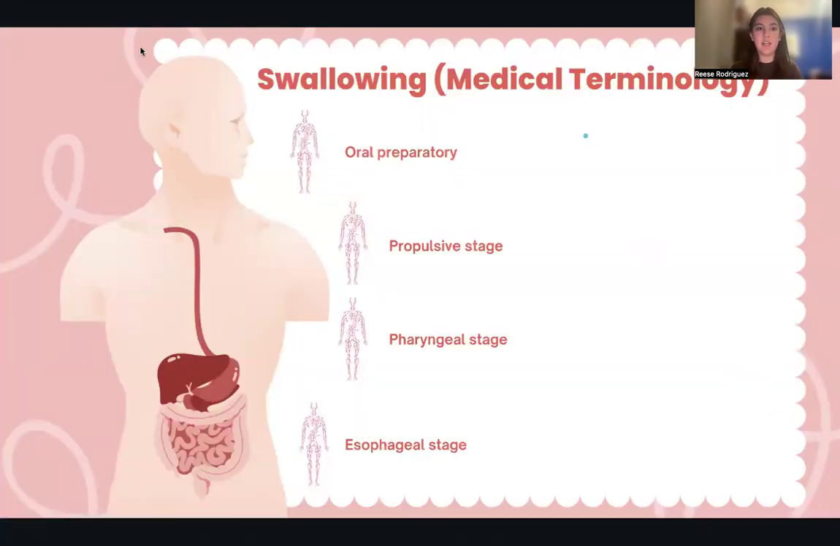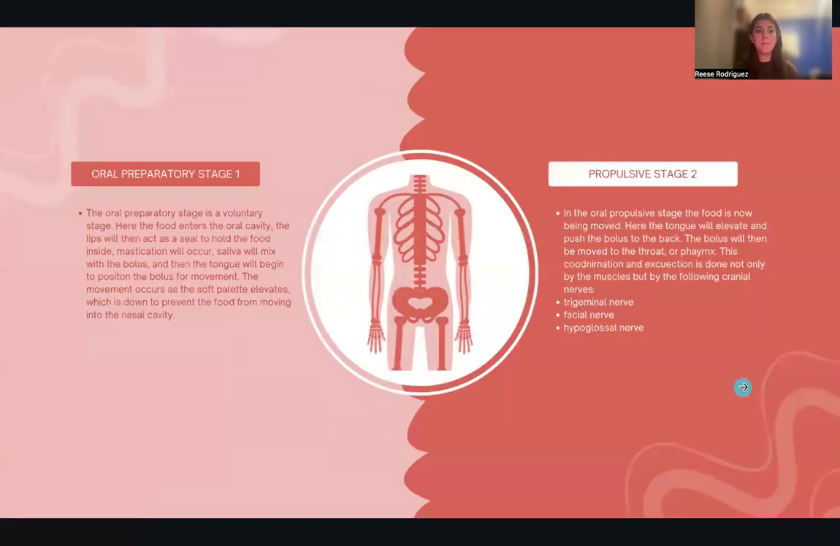Okay, now we're going to take another quick look at swallowing. This one is going to be with a little more medical terminology. So again, we have 4 stages in the swallowing process. We have our oral preparatory stage, our propulsive stage, our pharyngeal stage, and our esophageal stage.